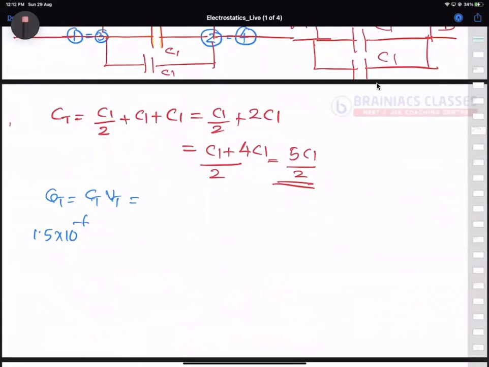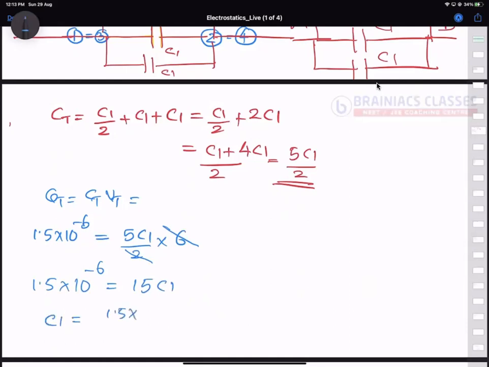QT equal to CT into VT. So 1.5 into 10 power minus 6 is equal to total capacitance 5C1 by 2 into voltage, which is 6 volt. Then simplify. 6 and 2 will cancel, it becomes 3. So 1.5 into 10 power minus 6 equal to 15C1, since 6 by 2 is 3 and 3 into 5 is 15. So C1 equal to 1.5 into 10 power minus 6.